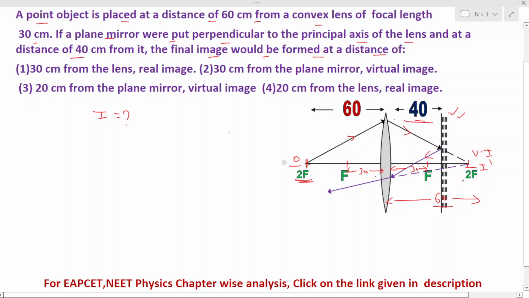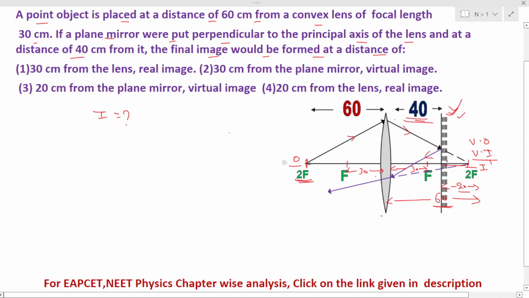Okay. And since this entire distance is 60 centimeters and this is 40 centimeters, then this distance will be 20 centimeters. That means the virtual image formed by the convex lens is at a distance of 20 centimeters from the plane mirror. Okay. Now this virtual image will act as a virtual object for the plane mirror. Okay. Now, we know that in the case of a mirror, the object distance will be equal to the image distance.